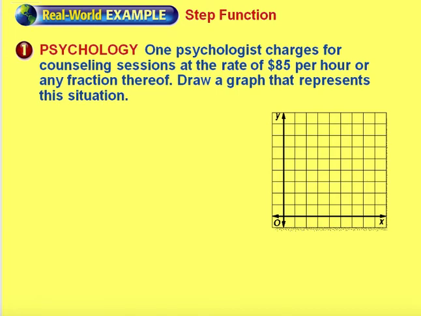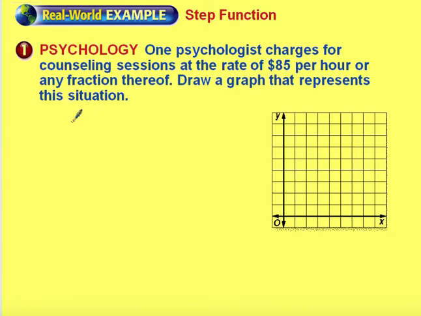All right, let's look at our last problem today. It says one psychologist charges for counseling sessions at a rate of $85 per hour or any fraction thereof. Draw a graph that represents this situation. So $85 per hour is going to mean that up to the first hour, you're going to be charged $85. When you go over 1 hour and 1 minute, you're going to go to the next hour's value. So let's look at what this is going to look like.